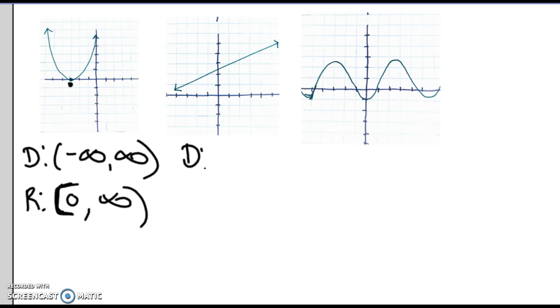The domain on this line, any real number. And the range is the same.